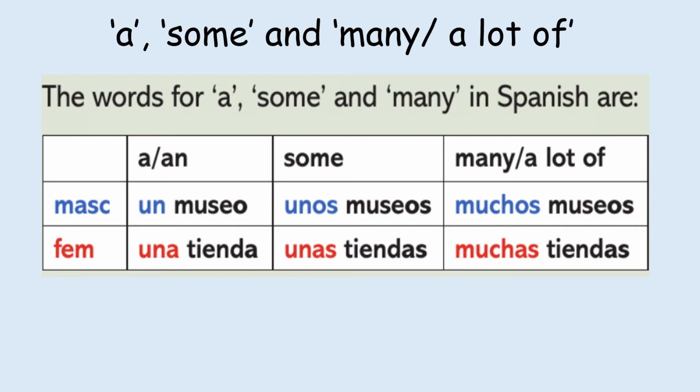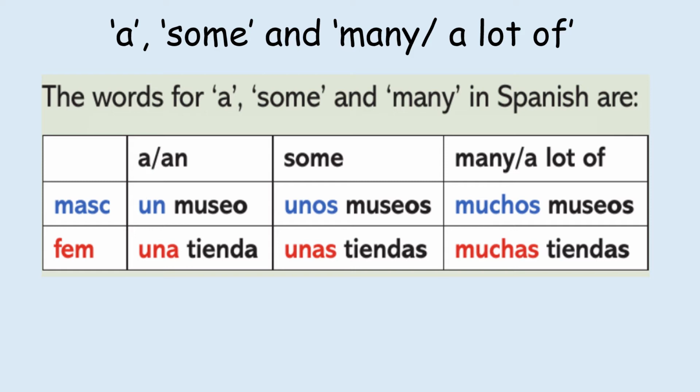The feminine form is una. For example, una tienda, a shop. For some, the masculine form is unos. For example, unos museos, some museums. And the feminine form is unas. For example, unas tiendas, some shops.